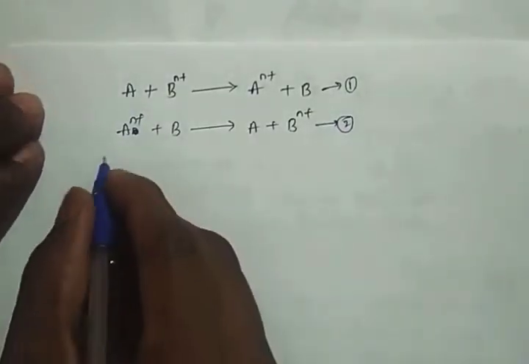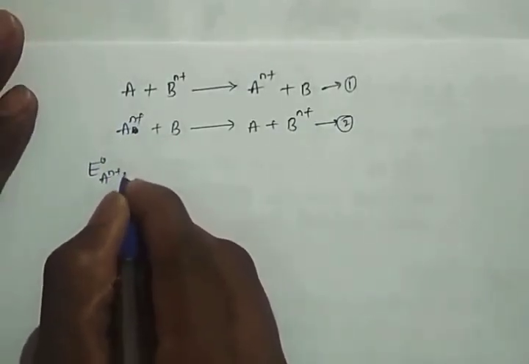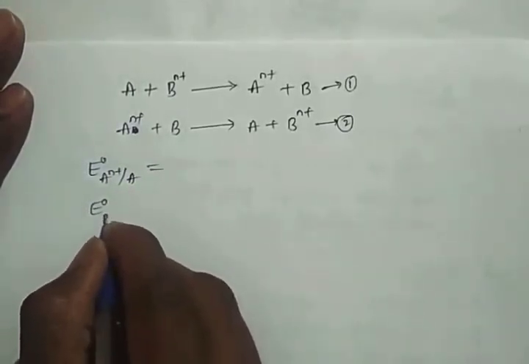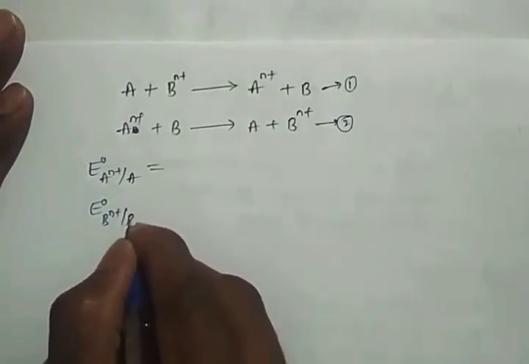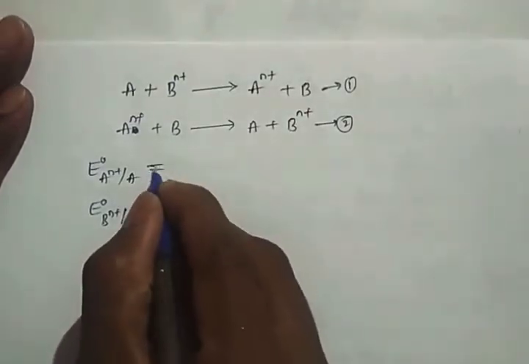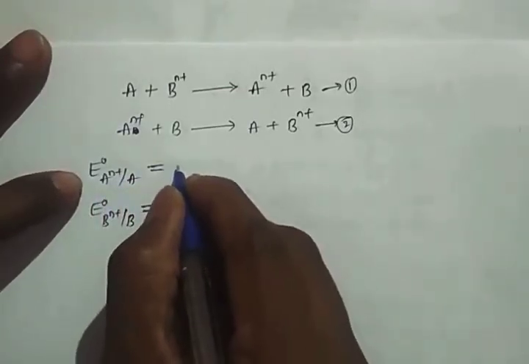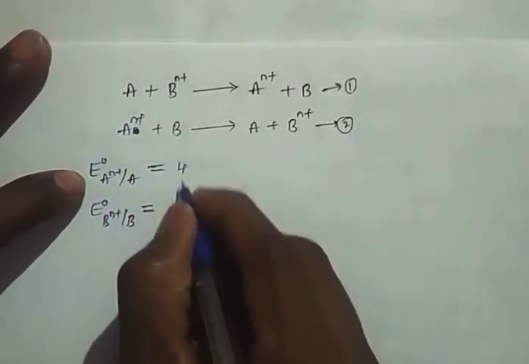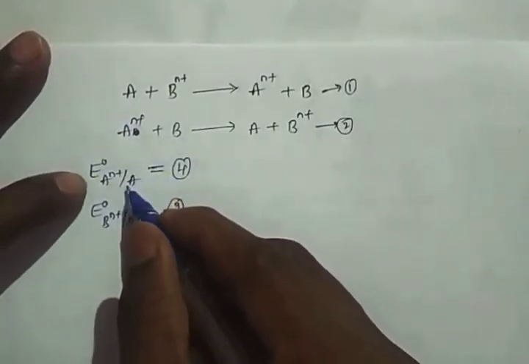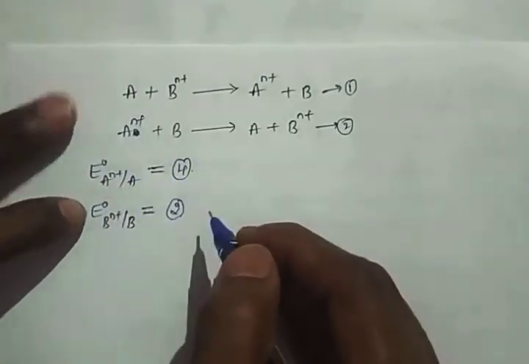Now I am providing the electrode potential values. Reduction potential of electrode A is given. Similarly, reduction potential value of B is also given. Now I am considering two values. Suppose the electrode potential value of A is 4 and B is 2. These are general values I have given. That means for one electrode its value is high and for the other electrode its value is low. These are the reduction potential values.